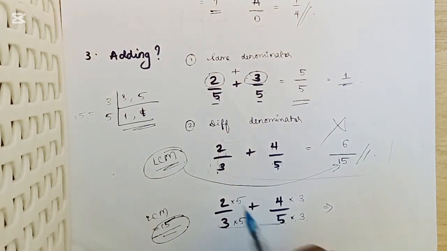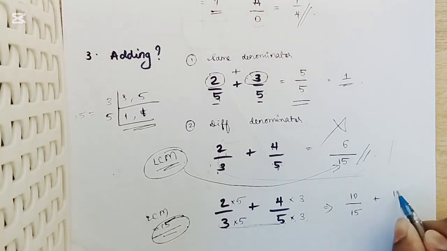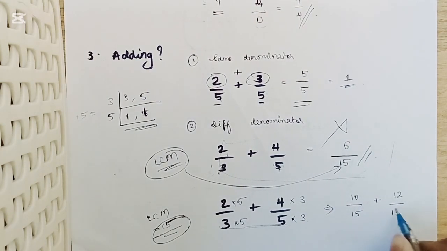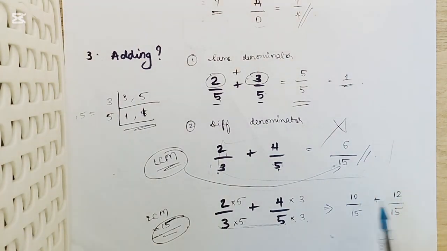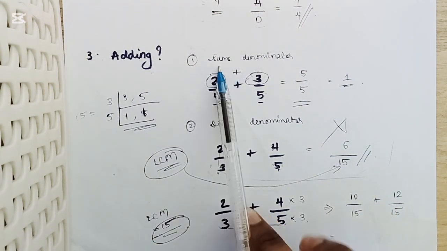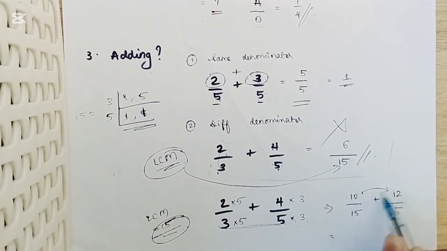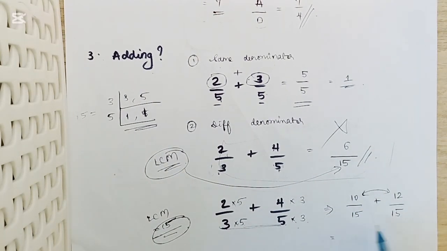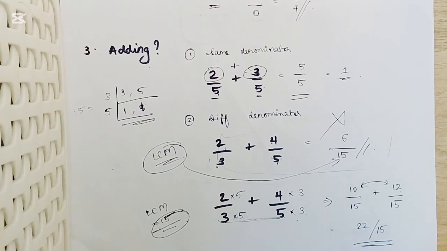So what will be the question then? 2 5s are 10 divided by 15 plus 4 3s are 12 divided by 15. This is the question that we need to do. So what is this now? This is addition of the same denominator, right? We do the same thing. So we just add the numerator and keep the denominator just as it is. So 12 plus 10 will give us 22. Will be 22 by 15.